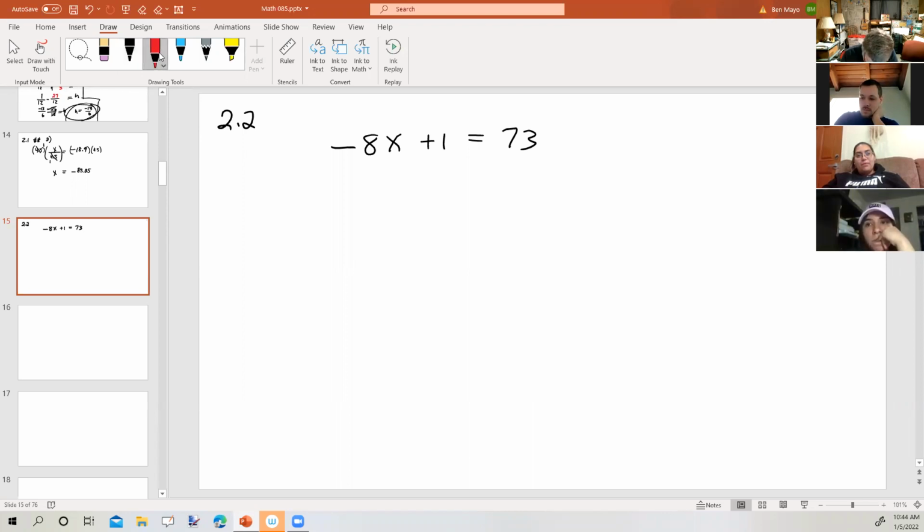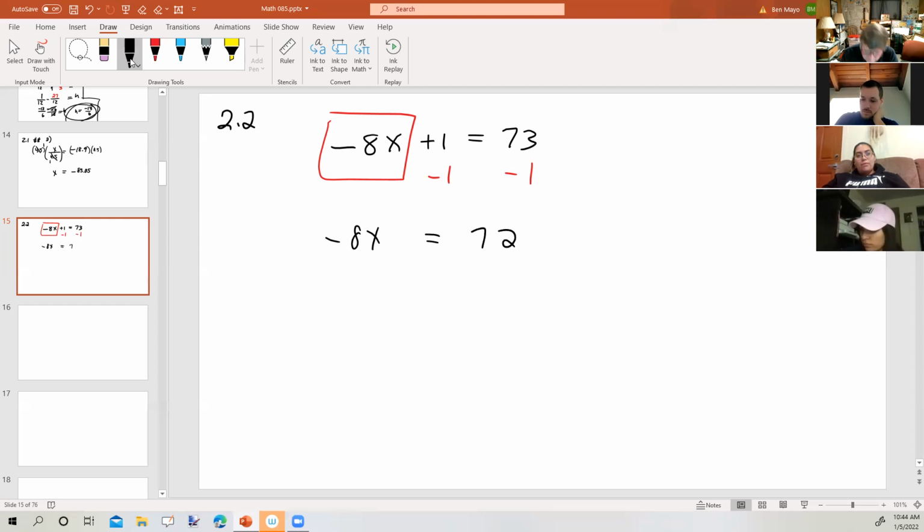So the first thing I want to do is isolate the variable term. To do that, I've got to get rid of that plus 1. So what I'm going to do is I'm going to subtract 1 from both sides of the equation. That gives me negative 8x equals 72, because the plus 1 and the minus 1 cancel each other out. So now I've isolated the variable term. Now I'm going to come back and isolate the variable, which means now I'm going to get rid of its coefficient. So I'll divide both sides by negative 8.